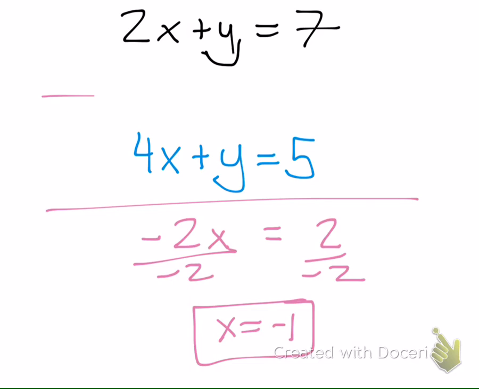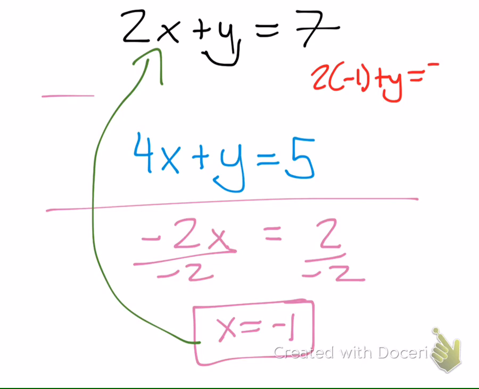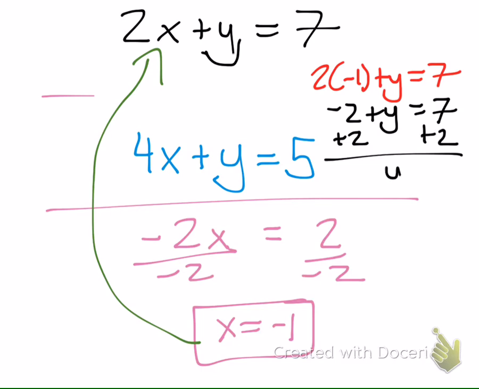We need to solve for y now. You can plug that back into either one. Let's just say I pick the top one. It's going to be 2 times negative 1 plus y equals 7. It's negative 2. We're going to get y by itself, so we add 2 to both sides, and y is 9. And there's my solution. X is negative 1, y is 9.